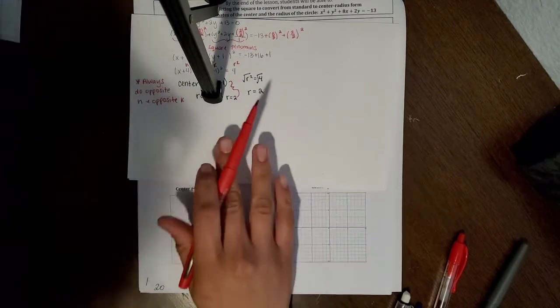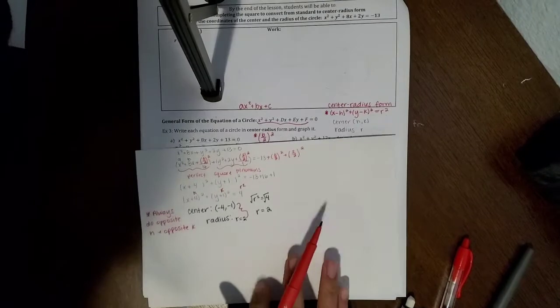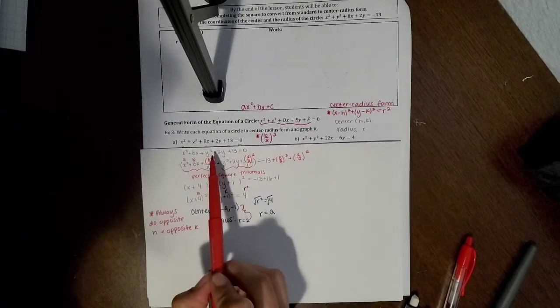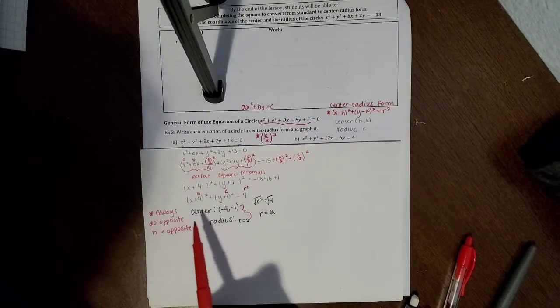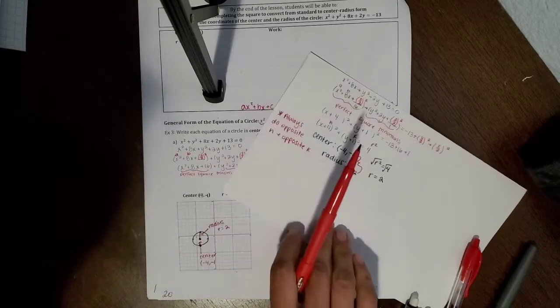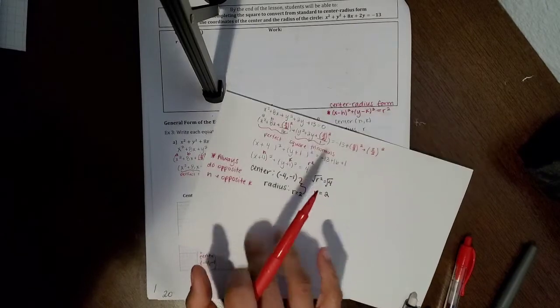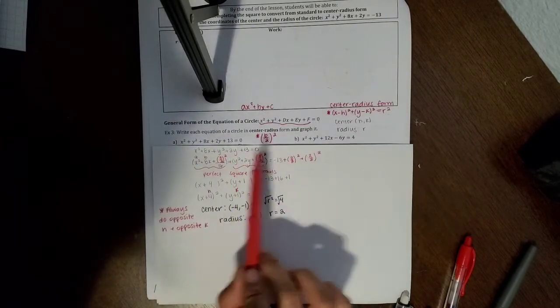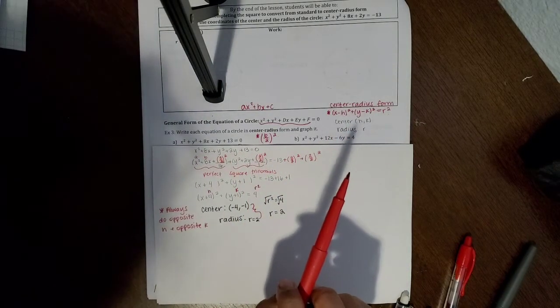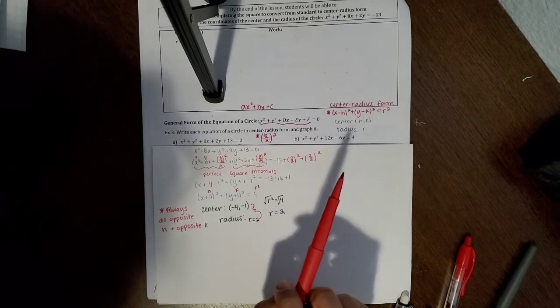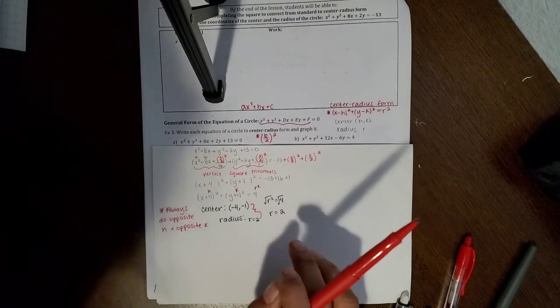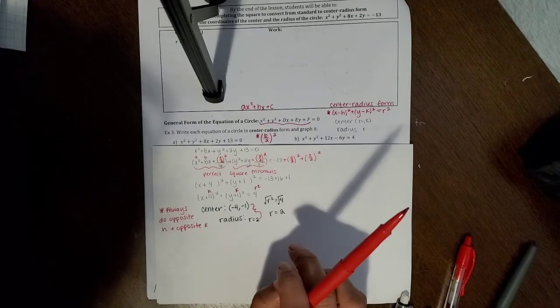So by being able to convert this equation right here to center radius form, I was able to get my center, my radius, and that allowed me to draw my graph. So that's why it's important to always have your equations in center radius form to be able to pull out your center or your radius, which are the two most important things we need when graphing a circle.